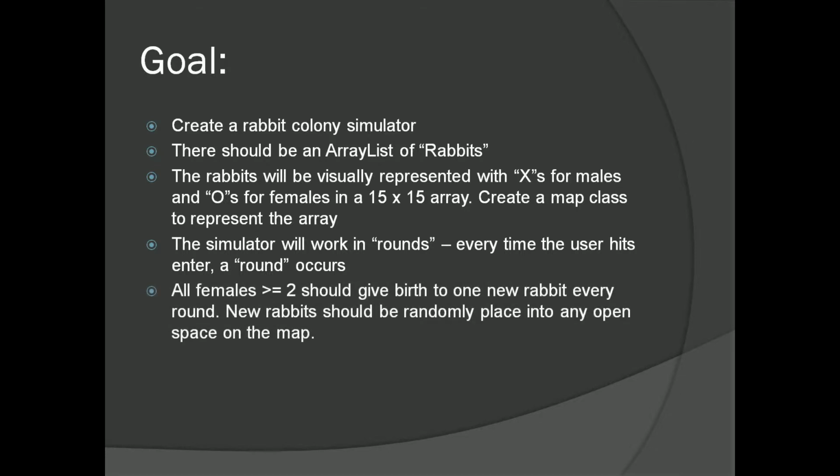So every time there is a female greater than or equal to 2, she shall give birth to one new rabbit every round, every single round. New rabbits should be randomly placed into any open space on the map.